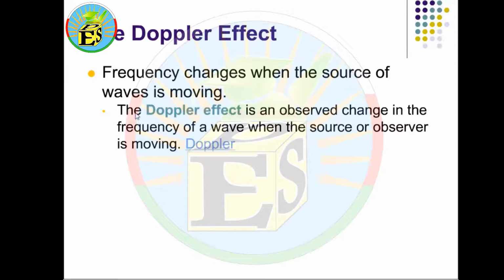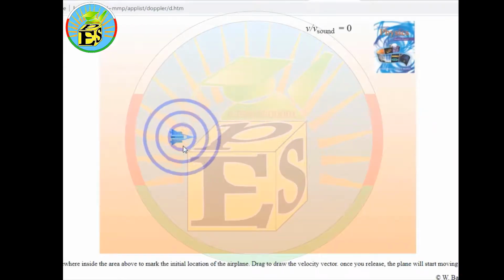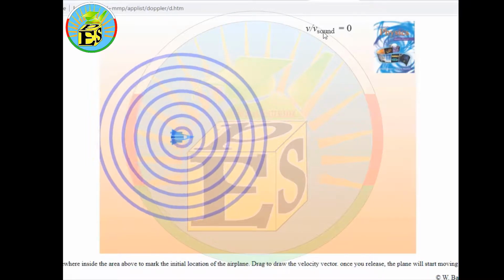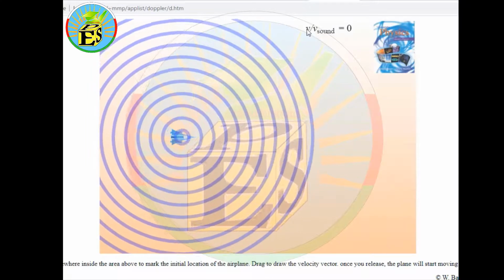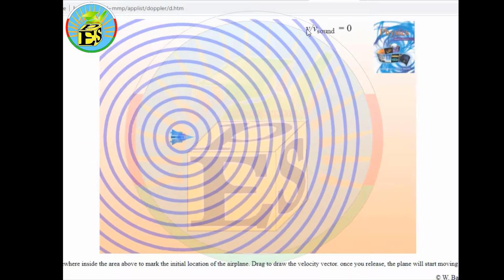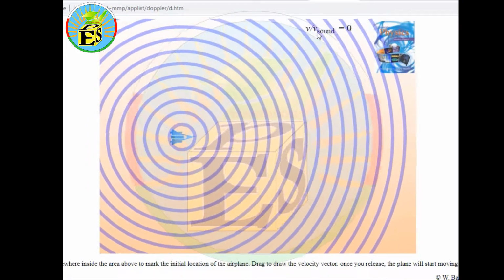So the Doppler effect is an observed change in the frequency of the wave when the source or the observer is moving. We will see an animation about the Doppler effect. This is v over v sound. This is the speed of the object and this is the speed of the sound, and this is the object which represents the source of sound.